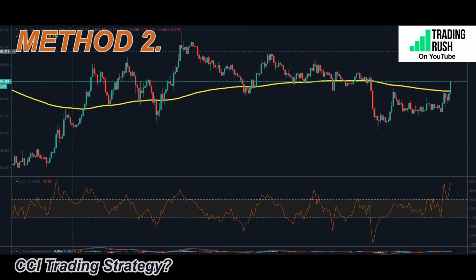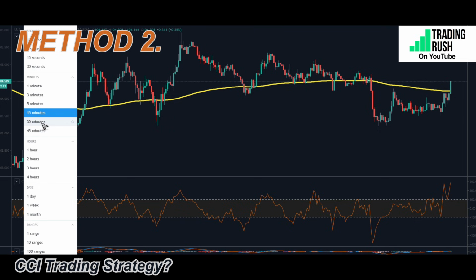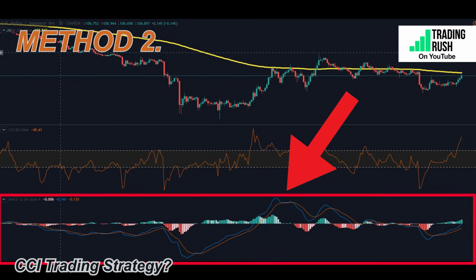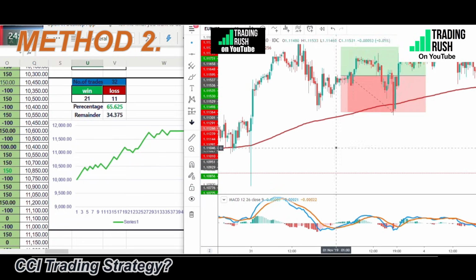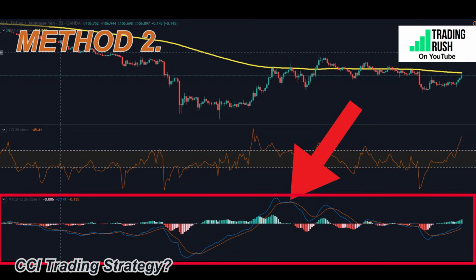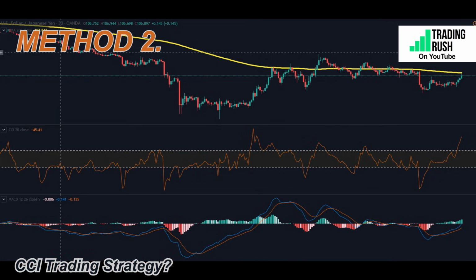To increase the win rate of the CCI strategy even more, you can use the MACD indicator. We know the MACD trading strategy has a really good win rate, since we tested it 100 times. In the MACD strategy, we buy when we see a crossover below the zero line of the histogram, and sell when we see a crossover above the zero line. We can combine this strategy with the CCI indicator. This will help us avoid false signals generated by the CCI indicator.